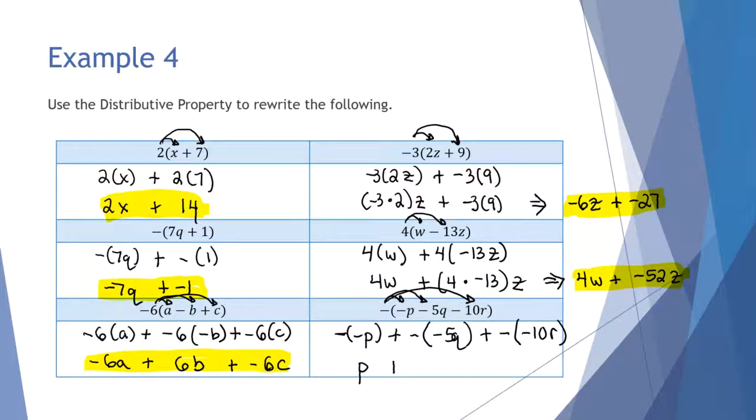Now I have a negative times negative 5. The opposite of negative 5 is a positive 5. So I could just write this as 5q. Basically, those two negative signs cancel out when you're multiplying.